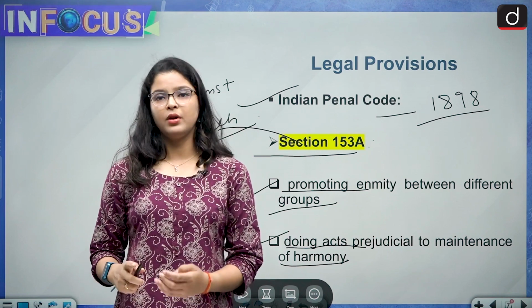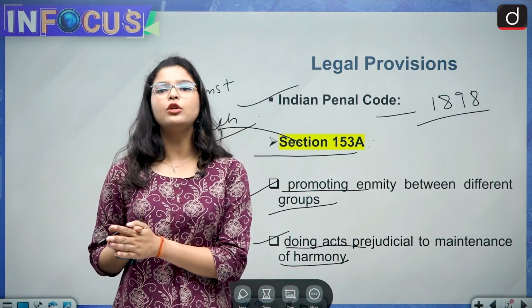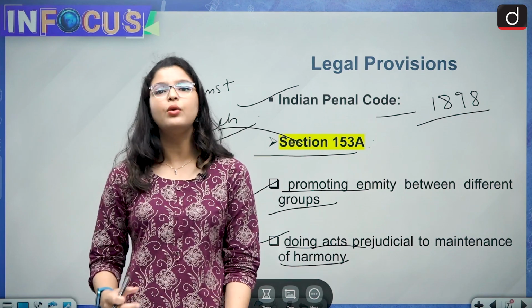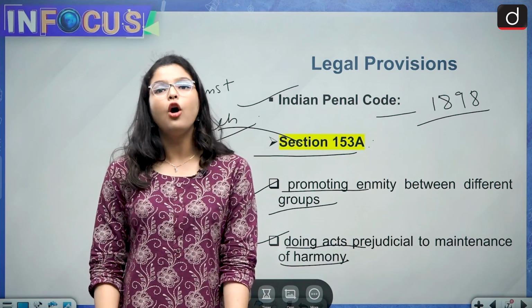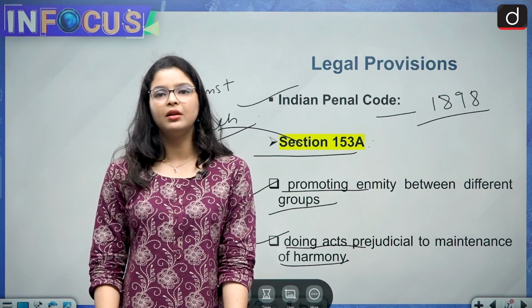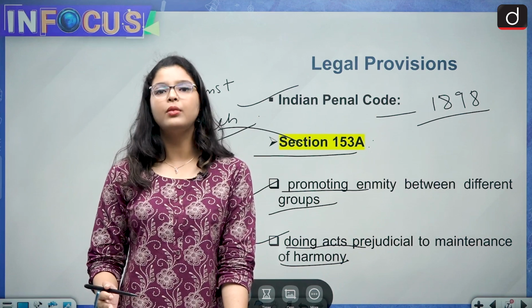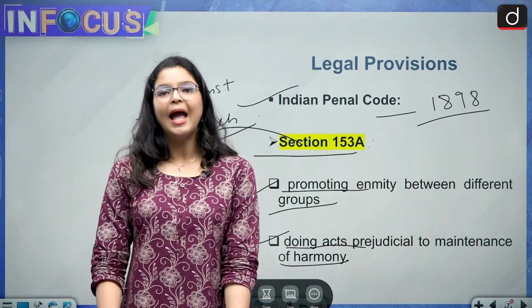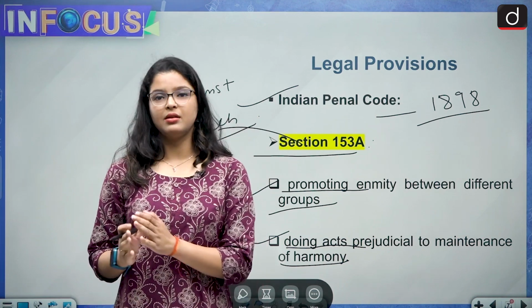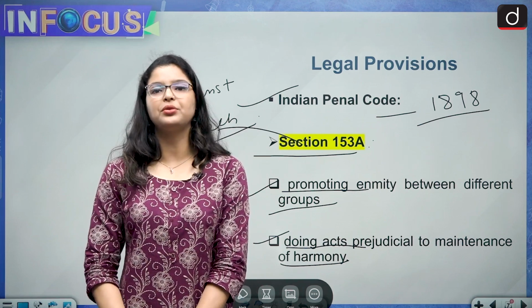But the most problematic part of this provision is that it requires the previous sanction of the state to prosecute the persons who are accused of giving a hate speech. And if you do not receive this sanction, you cannot be prosecuted.